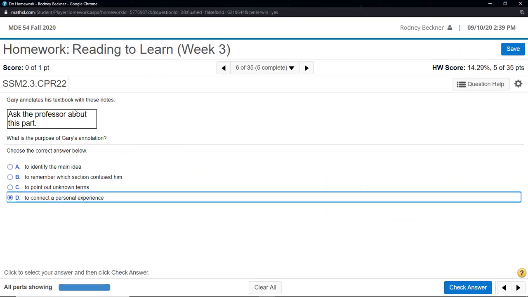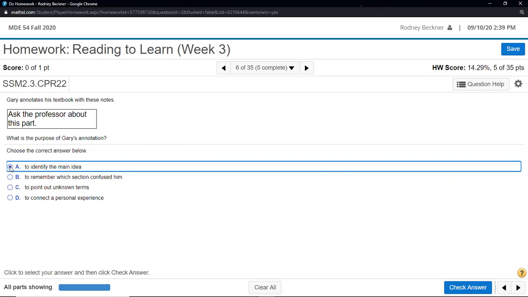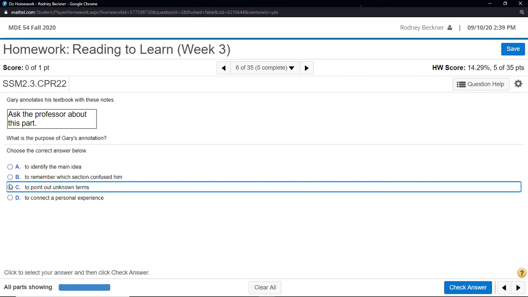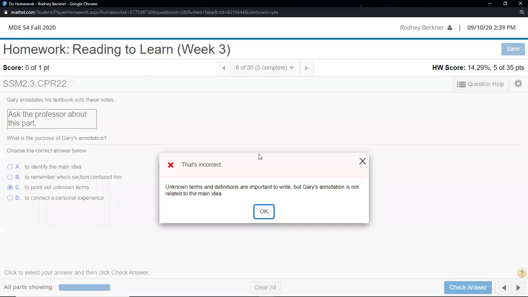Does it seem like it's to identify a main idea? I don't know. That sounds kind of weak if we're just asking a professor about this part. So it's probably remember which section confused him or to point out unknown terms. It could go either way. Let's try unknown terms. So that was wrong.